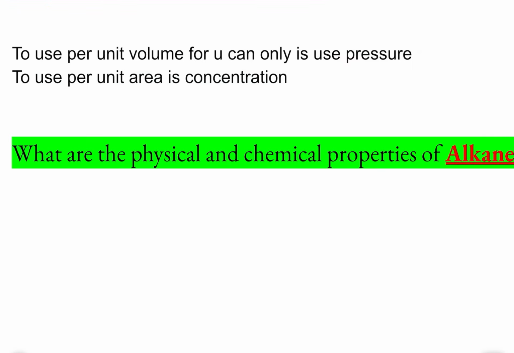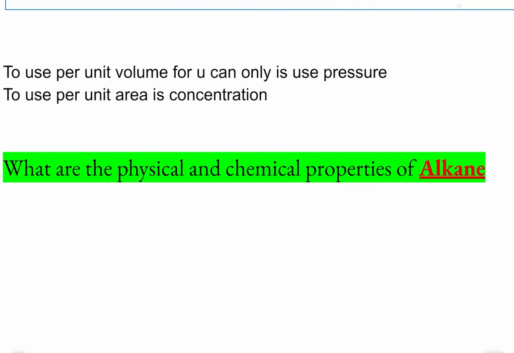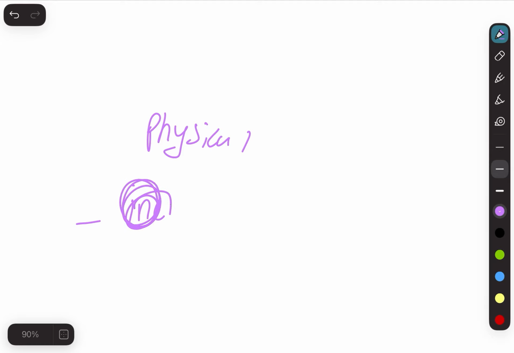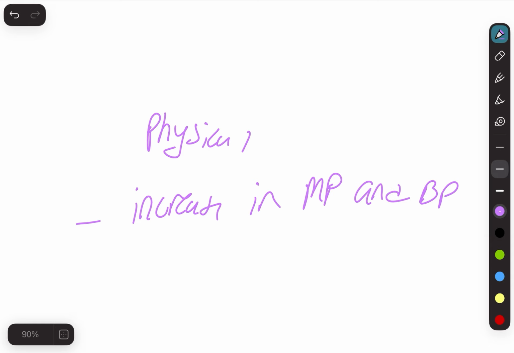Okay, this one is very important. You need to know the physical and chemical properties of alkanes. What are physical properties, you might ask? I'll give you two. First, an increase in melting point and boiling point. Second, an increase in viscosity.